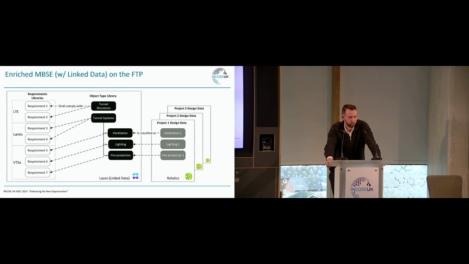Okay. So on the Flemish Tunnel project, what did it look like? You can see this is similar to what was presented on HS2, a similar object type library structure. Requirements have been allocated to object types, and then they get allocated to project data sets. On here, it's slightly more complicated in that we had 3 different sets of standards.